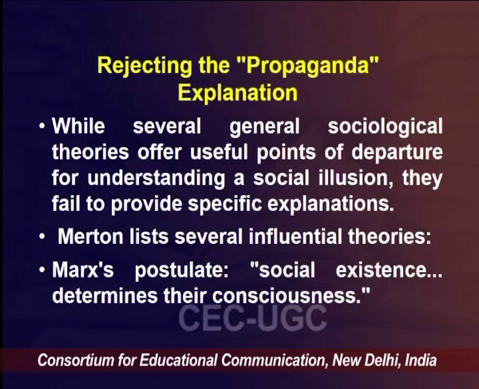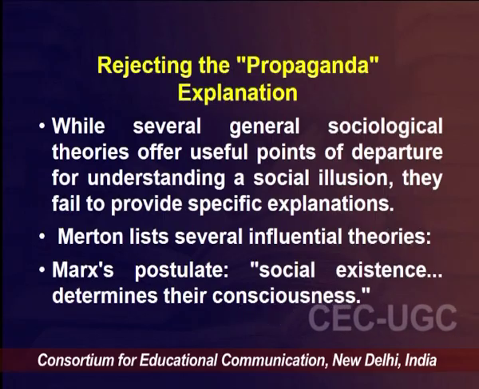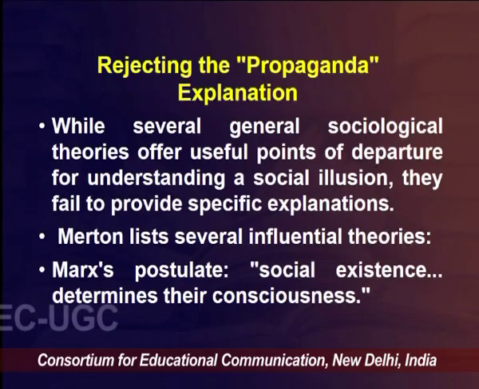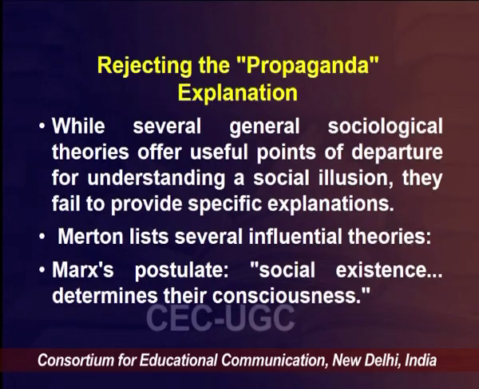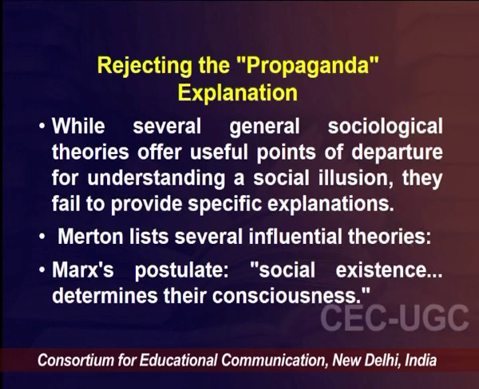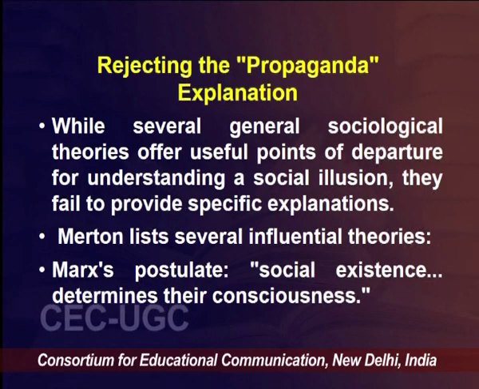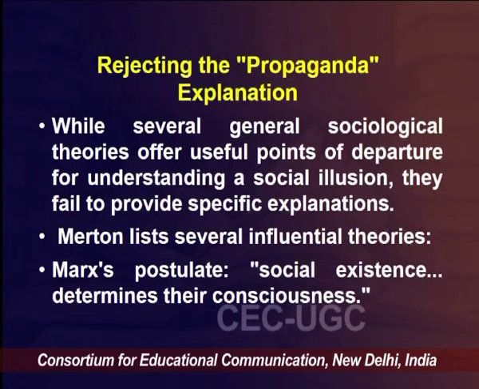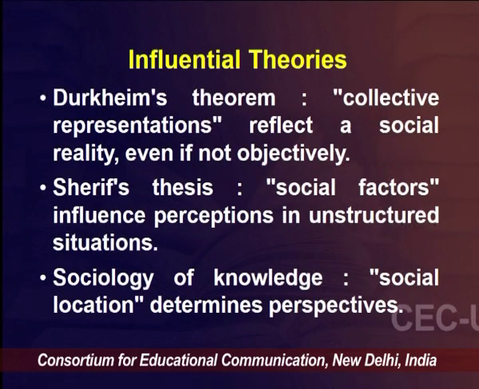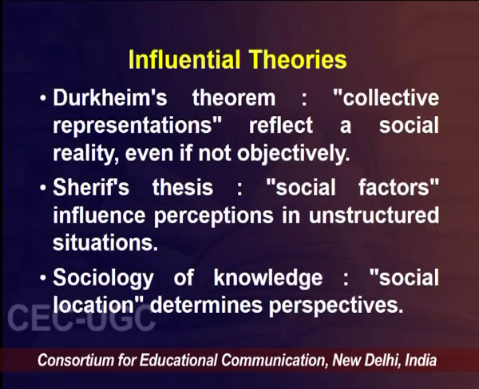While several general sociological theories offer useful points of departure for understanding a social illusion, they fail to provide specific explanations. Merton lists several influential theories. First is Karl Marx's postulate, that social existence determines consciousness. Second, Durkheim's theorem, that collective representations reflect a social reality even if not objectively. Third, Sherif's thesis, that social factors influence perception in unstructured situations.